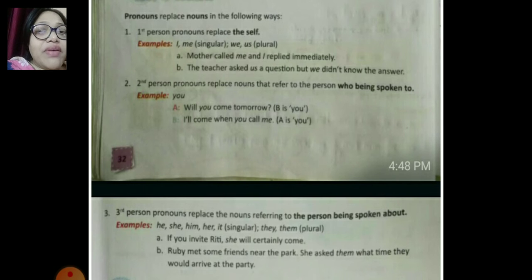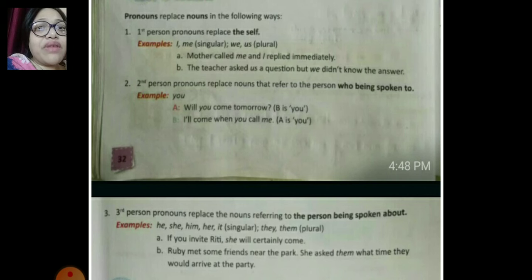So children, here we must remember that pronouns replace nouns in the following way. Like the case for first person, pronouns replace the self. First person is always the self, like I, me for singular, and we and us for plural. So, mother called me and I replied immediately. The teacher asked us a question, but we didn't know the answer. Second person pronouns replace nouns that refer to the person who is being spoken to.